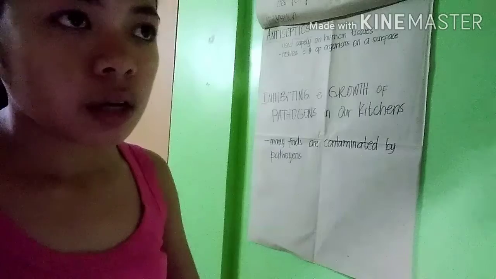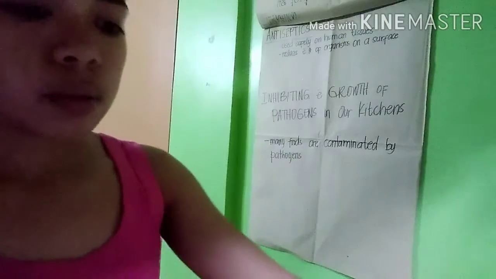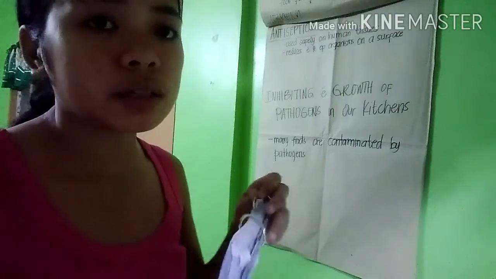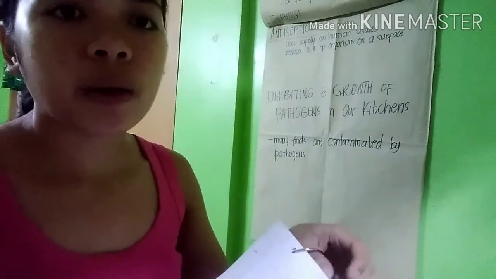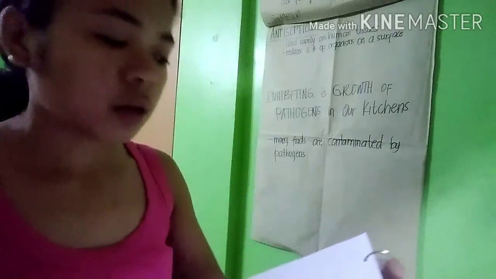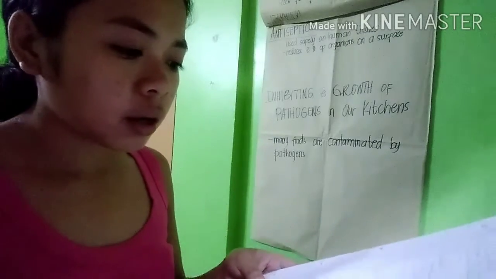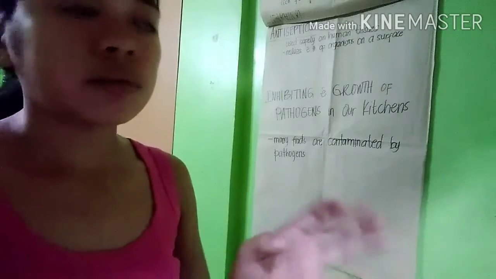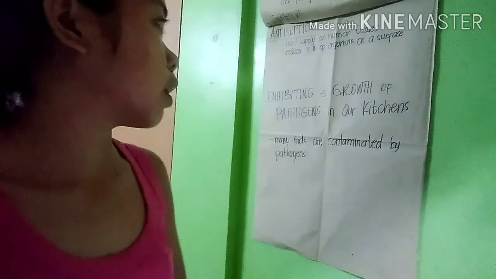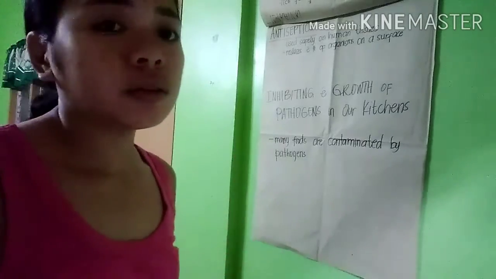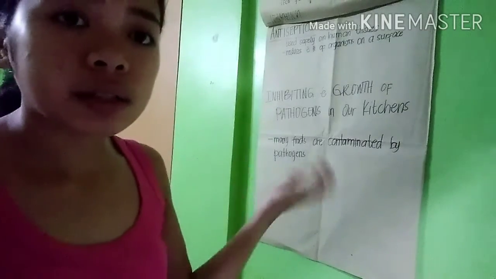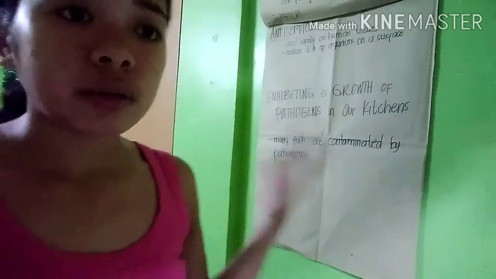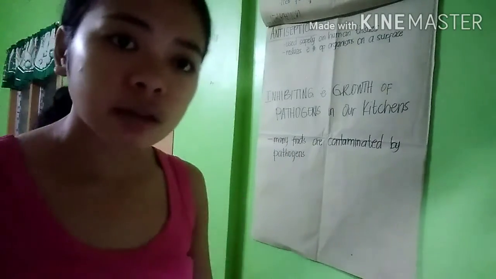Usually our kitchen is prone to microorganisms because we bring in things from outside, like vegetables, so it is one of the most contaminated areas of the house. So we use disinfectants and antiseptics to kill microorganisms present in our house, especially in the kitchen. So that's all. Thank you.